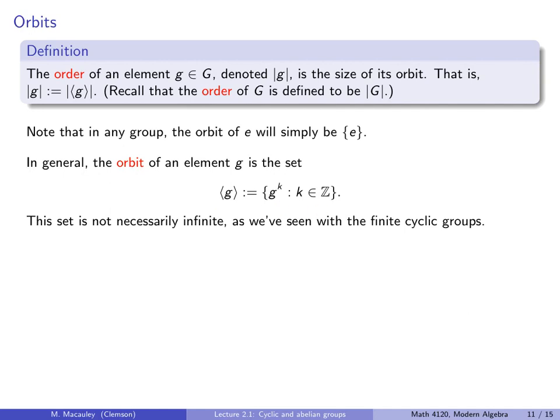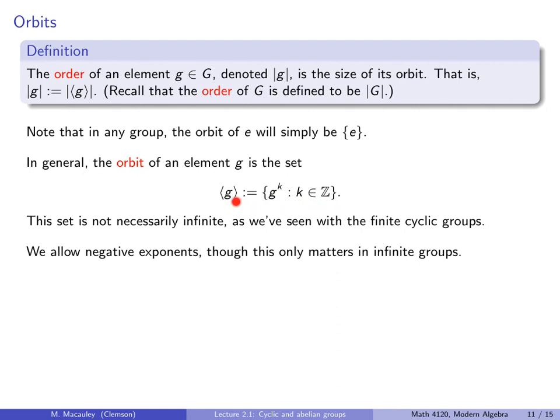For example, we can frequently have something like: if r to the fourth is the identity, then r to the first equals r to the fifth equals r to the ninth, and so forth, and this set right here only has size 4. Now we allow negative exponents in the orbit of G, or in other words, in the cyclic subgroup generated by G.